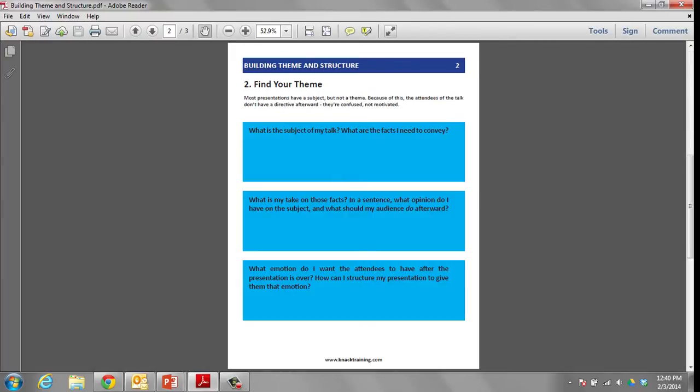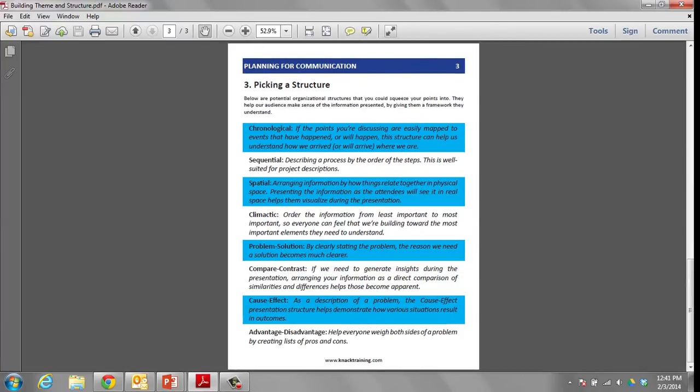Page number 2, what is my subject? What is my take on that subject? And what is the emotion that I want my team to have after the presentation is over? So we're finding our theme on page number 2. And then on page number 3, all we do is we find different ways of organizing that information to help us to communicate whatever that idea happens to be.